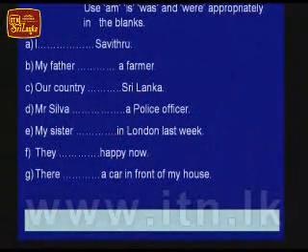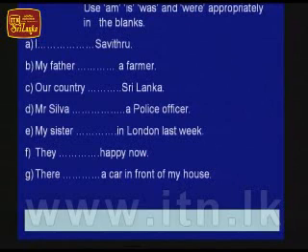Now if you get a sentence like this, I blank savituru. Now there's something wrong in this sentence. What is lacking there? You have been given auxiliaries to be used in the blanks. Use am, is, was, were appropriately in the blanks.